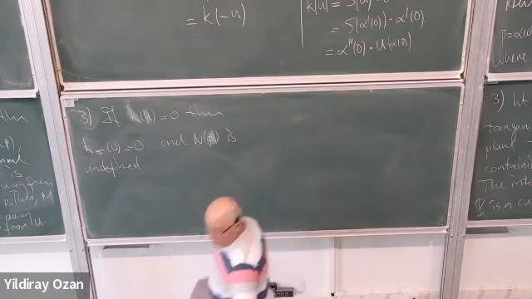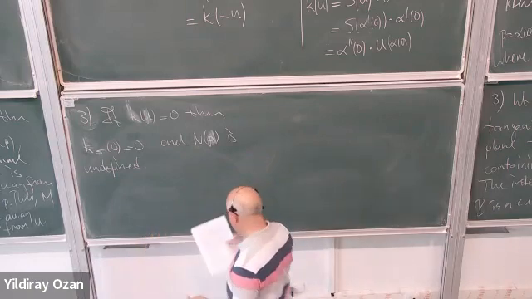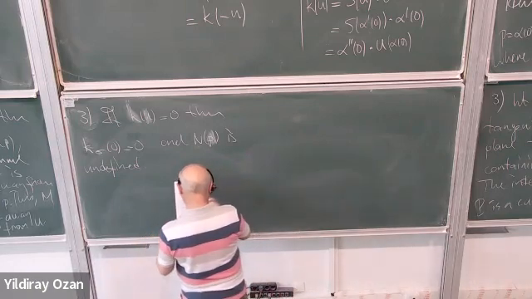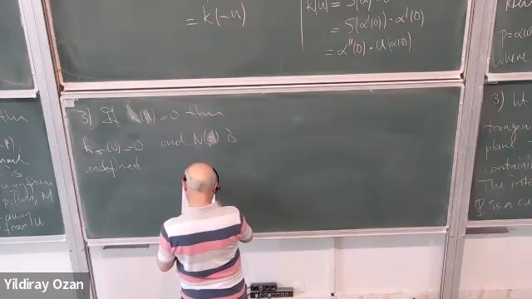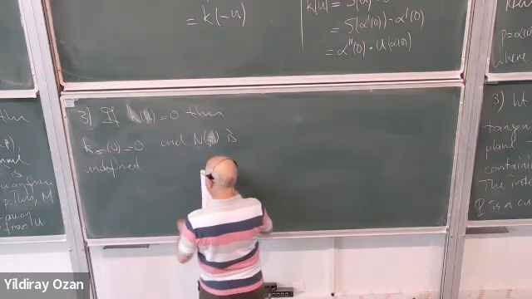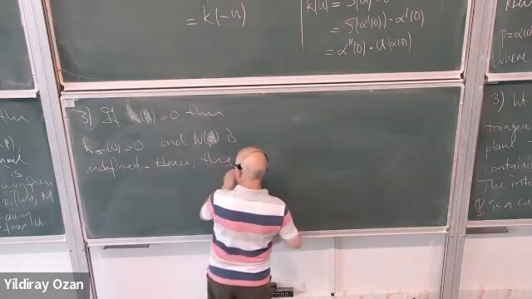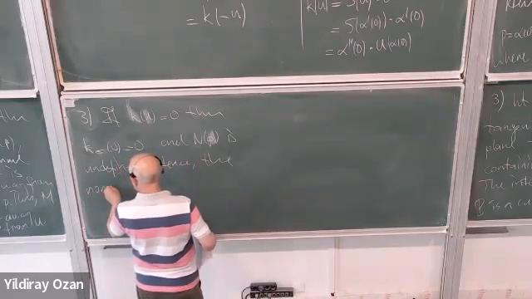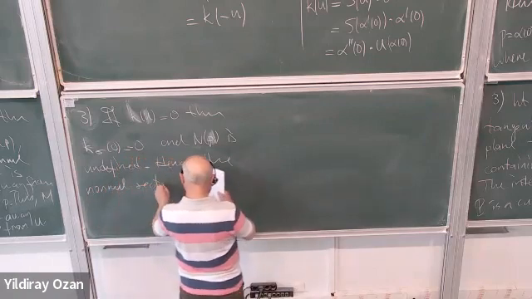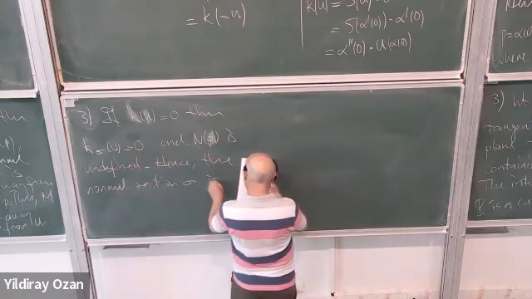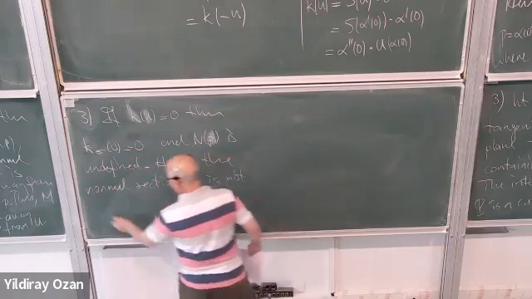And since this is undefined, okay, so let me write: hence the normal section sigma is not turning.